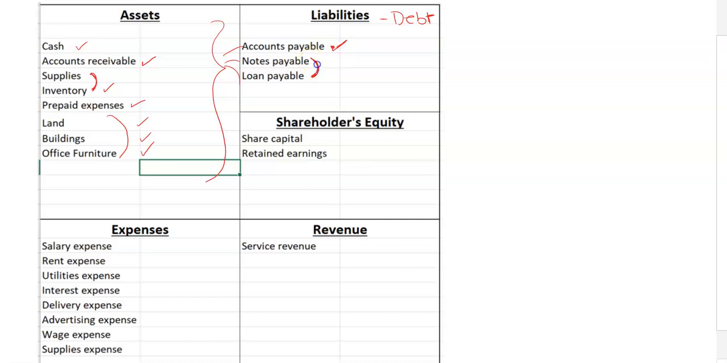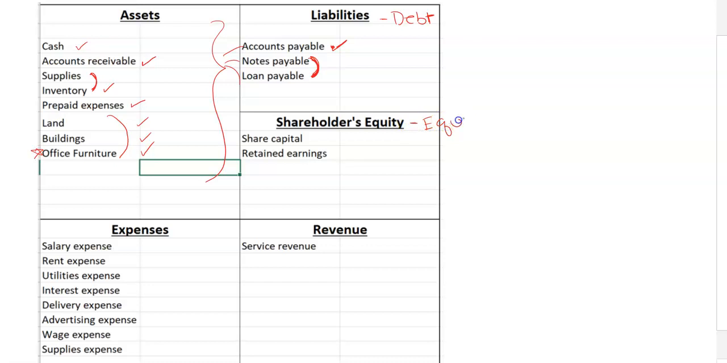And then the notes payable and the loans payable, just think of those as bank loans. So say, for example, we wanted to buy some office furniture, but we didn't have the money to do it. So we could go to the bank and hopefully they would give us a loan and it would show up as a liability.